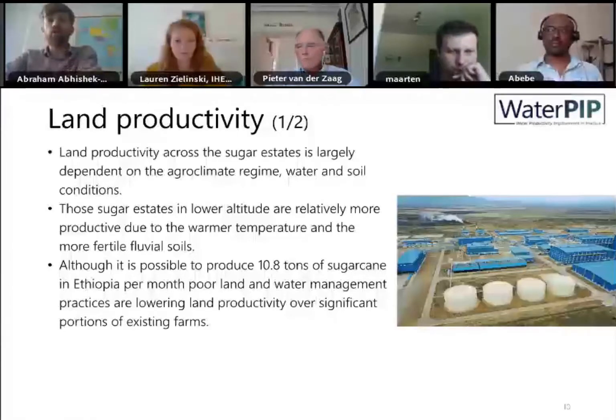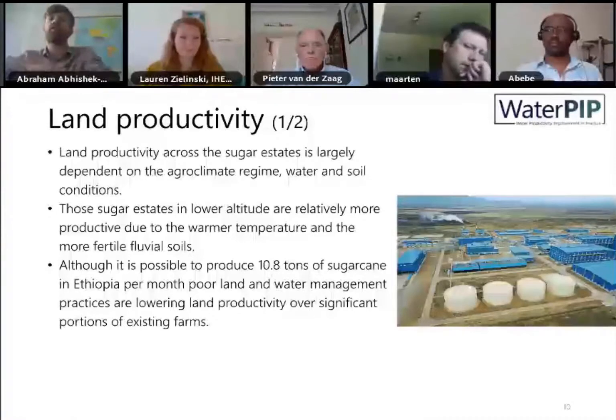Although it is possible to produce, referring back to the figures on the previous slide, between 9 and 11 tons of sugarcane per month, poor land and water management practices are lowering land productivity of a significant portion of the current farms.